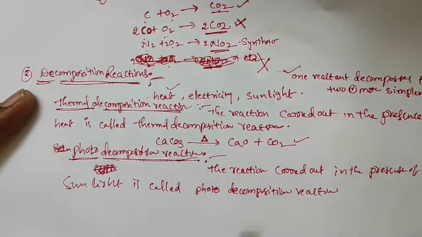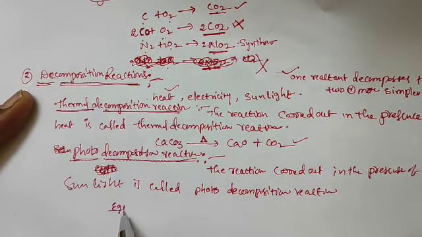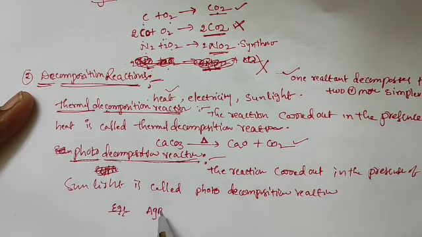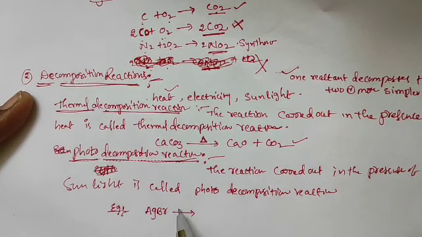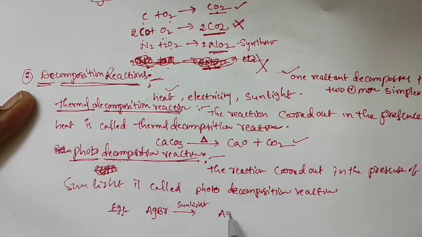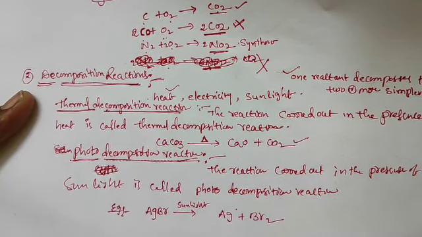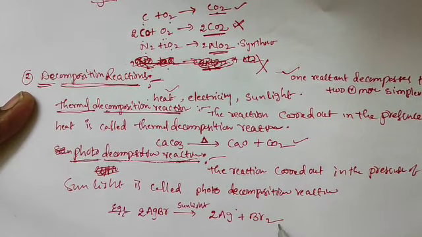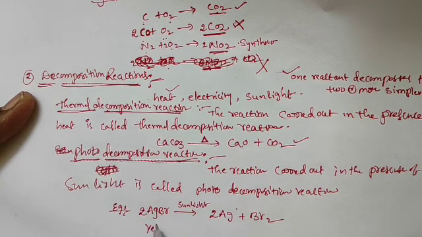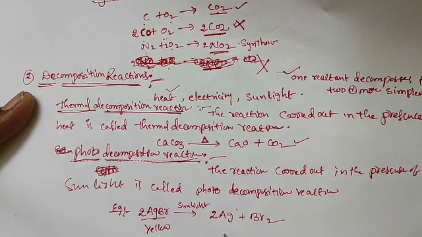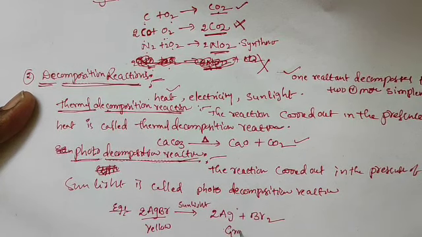Example of photolytic decomposition: AgBr gives rise, in the presence of sunlight, to Ag plus Br2. So 2AgBr changes into 2Ag plus Br2. Here yellow color AgBr changes into gray color.